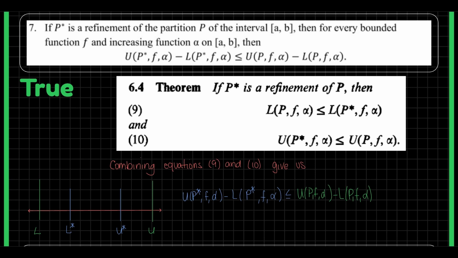Number 7, I chose true. I found the theorem 6.4 that has to do with refinements. And I can see equations 9 and 10 here. I drew a little picture so that I could visually see that combining equations 9 and 10 will give us the difference between the upper and lower limits of P star is less than the upper and lower limits of the P partition. So 7 is true.